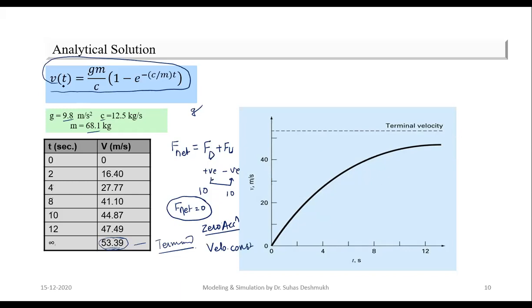Why does it happen? Because as you go on increasing the velocity, at a certain point in time, the upward force, which is nothing but C into V, and V will increase till that downward force remains equal to this. And this will become a balancing of the two. And later on, we'll have a constant. So this is nothing but the first law.